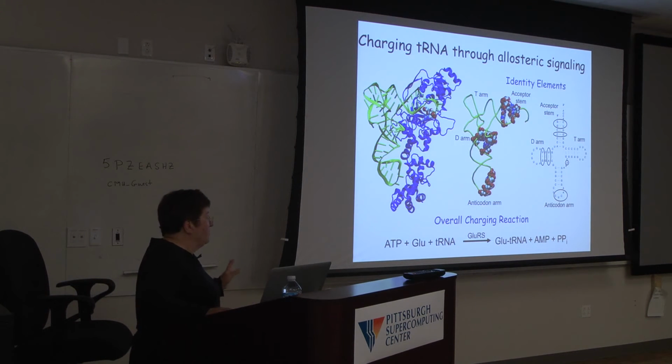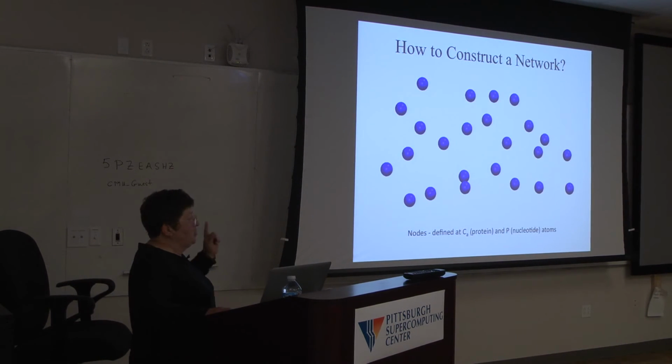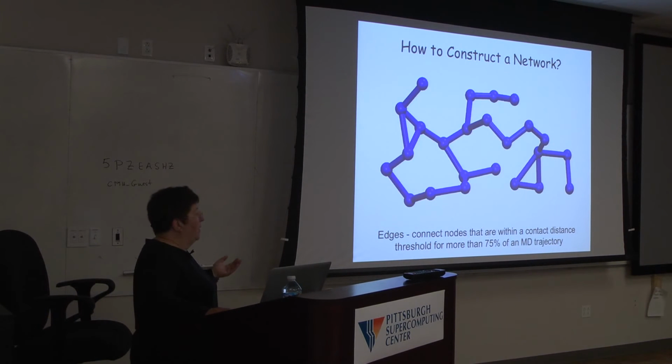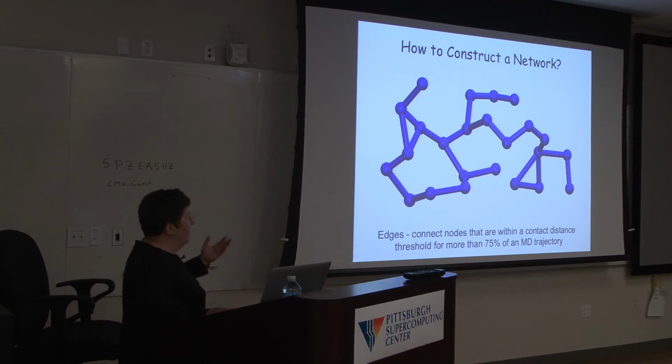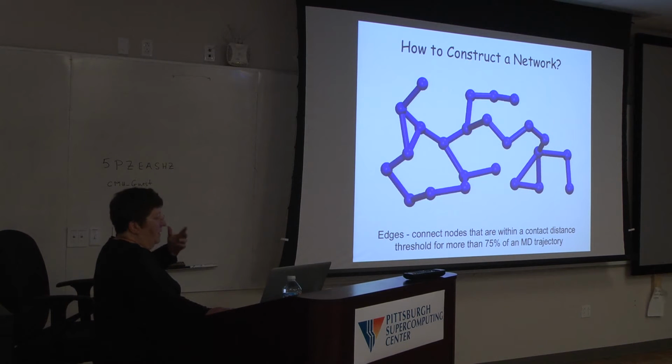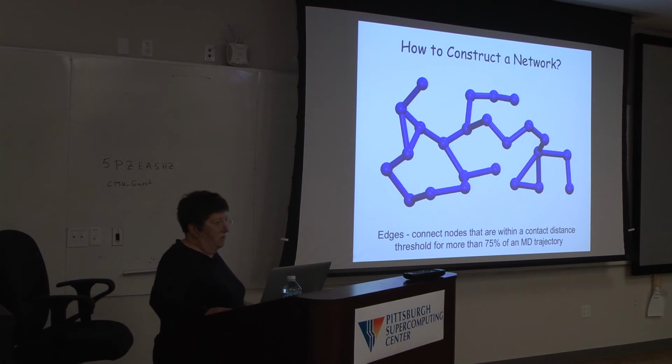So in terms of a network analysis, you have to have a bunch of nodes. And the nodes, they can be like the C alpha atoms in the protein. They can be the phosphate and one in the base for the nucleic acids. So you build a network and you connect it by lines. And those edges, we use a simple distance cutoff that says if 75% of the time in the trajectory they are in contact, draw a line. So this is like the physical network.